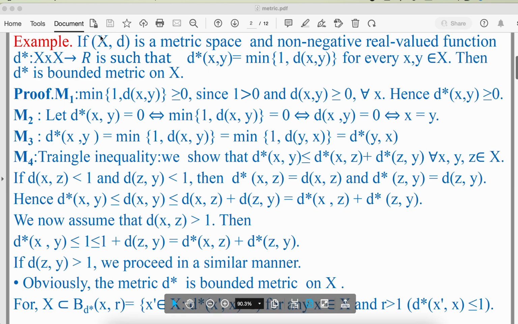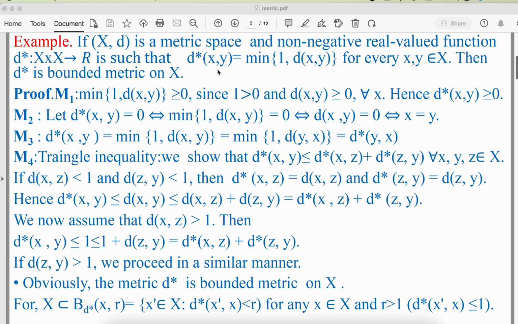Suppose we are given a metric space (X, d) and a real valued function d star, which is defined as d star(x, y) equal to minimum of 1 and d(x, y). Here d(x, y) denotes the distance between the points x and y for every x, y belonging to X. Then this d star is a bounded metric on X.